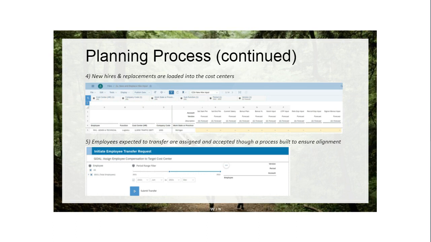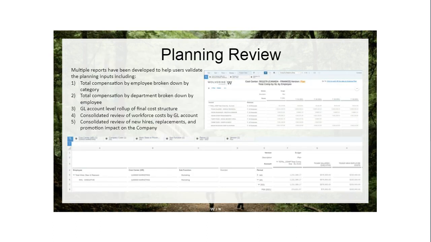So finally, I added a couple of screenshots to the deck here on the review process. And this was really important for us too. Not only was the build of the plan really important for our users, it was also about being able to review for accuracy, and then, as I mentioned earlier, review for ongoing analysis and variance exception explanations.